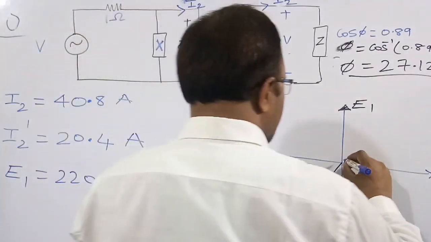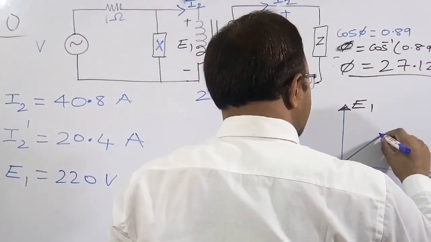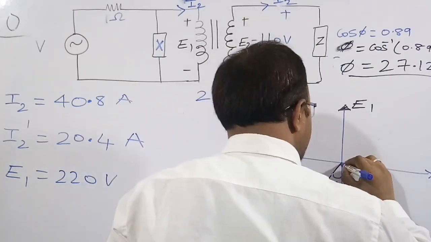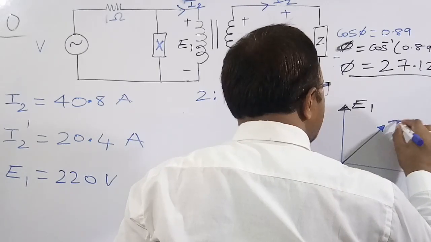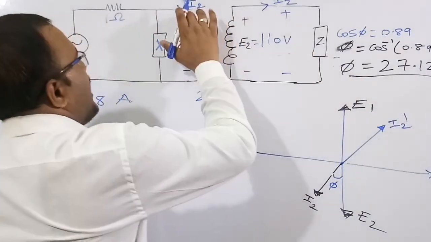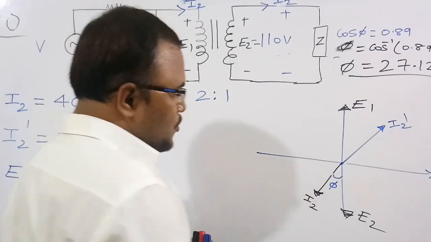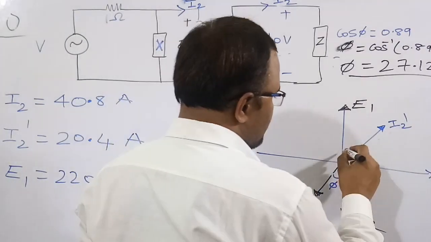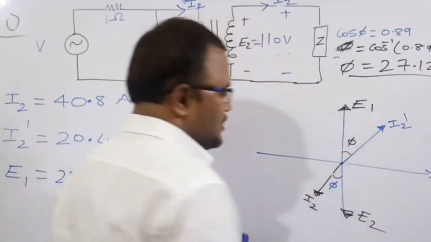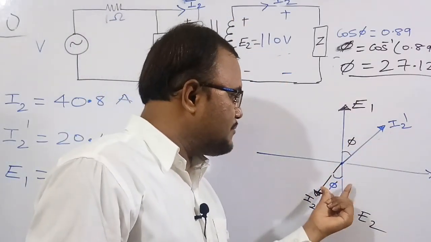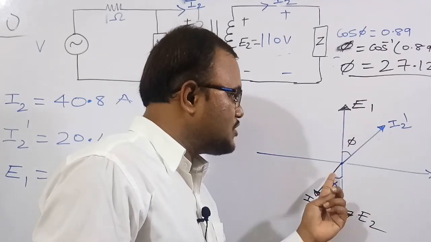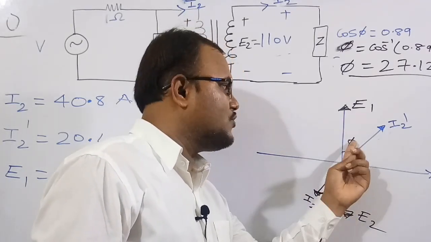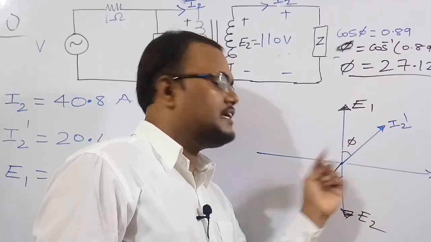So therefore this will become a straight line, right? We need to draw a straight line. This is I2 dash. Here also the same angle phi, because corresponding angles are equal. Same straight line, so this angle phi and this angle are corresponding angles, so the angle between them is the same.